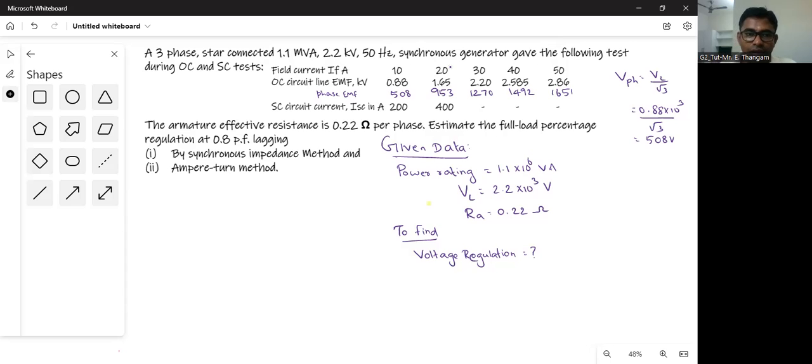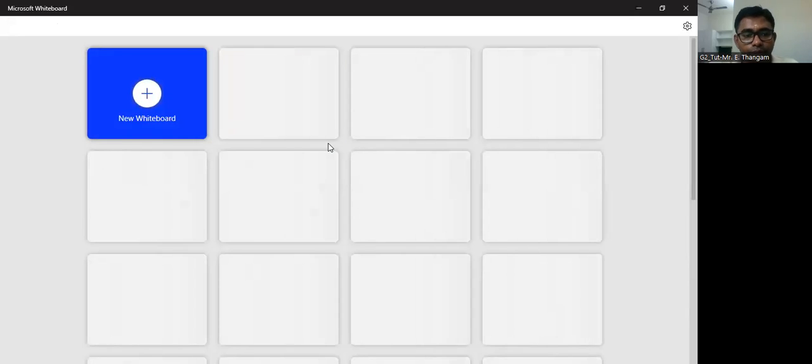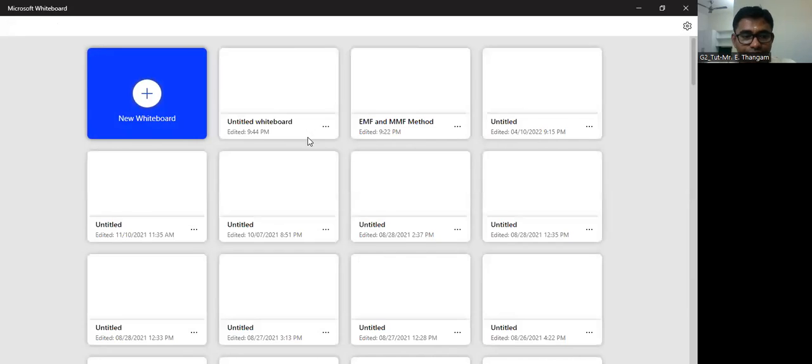Okay, so now let us start drawing our graph. It is a graphical method, the EMF method. From the graph only, we will be able to calculate the voltage regulation. So now let us start drawing the graph.